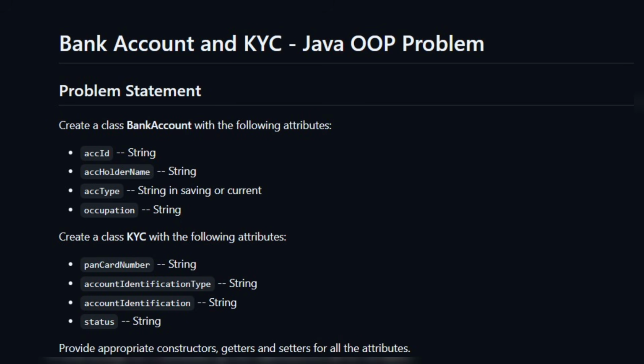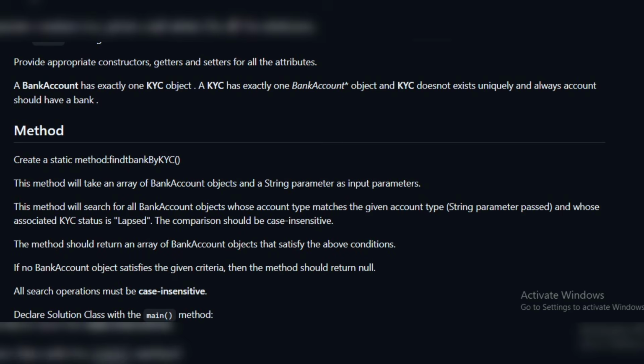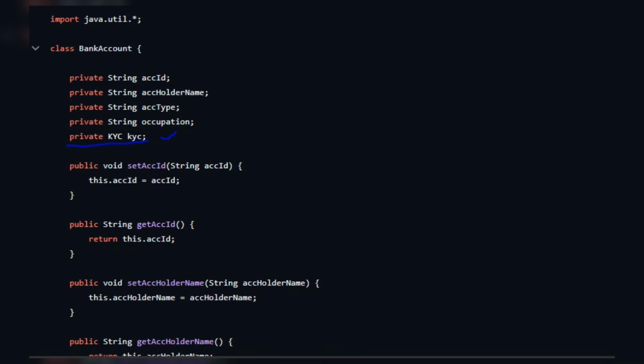The problem specifies that each bank account should contain only one KYC. This means KYC is not independent, it strictly depends on the bank account. Even though the question text doesn't explicitly say the word association, this relationship is the exact definition of aggregation in Java. Let's look at the implementation. To perform aggregation, we include a KYC object as an attribute inside our bank account class, like this line here.